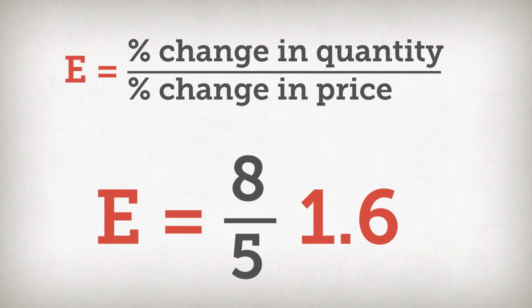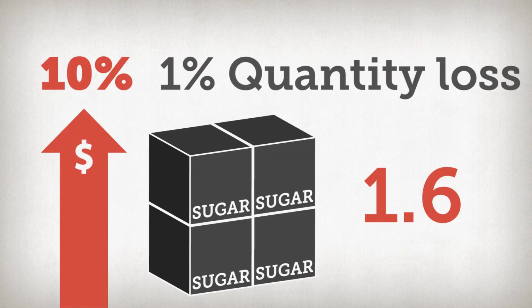This is not the first time the company has been faced with a price increase to cover increased costs. The last time the company increased price by 5%, quantity demanded dropped by 8%. This allows the company to calculate the elasticity of its cookies. Notice that elasticity is not a percentage. It is simply a number usually calculated to 1 or 2 decimal places.